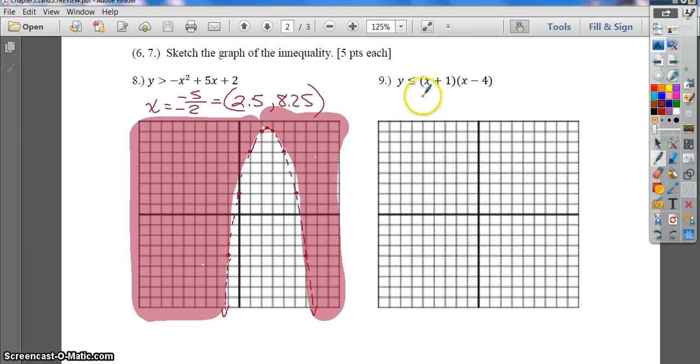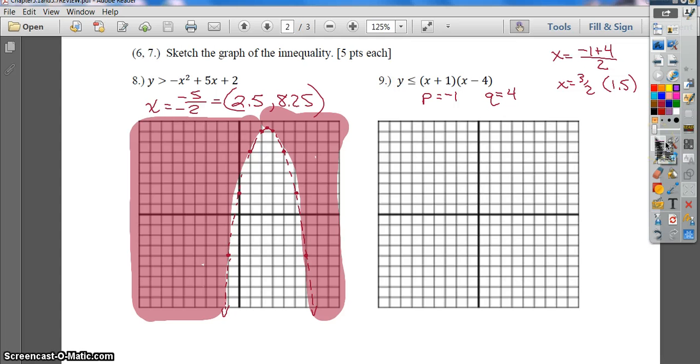Number 2 is what we call intercept form. P is -1, Q is +4. Remember to take the opposite when you pull it out of parentheses. We have -1 plus 4 divided by 2. That's 3 over 2, better known as 1.5 for your x value.